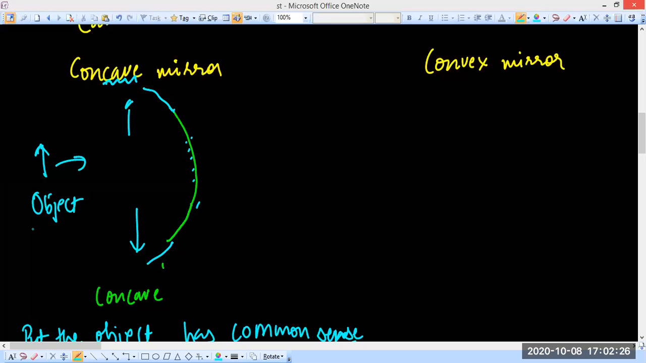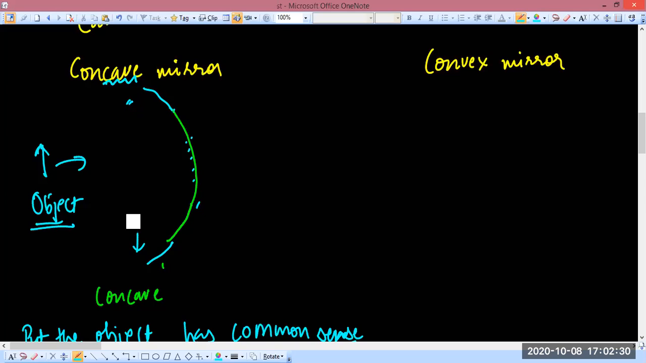What is important is where is the object. Okay. Now if you try to draw for a convex mirror, you will understand this. So this is a convex mirror. You see this mirror is actually opening on right side, correct?